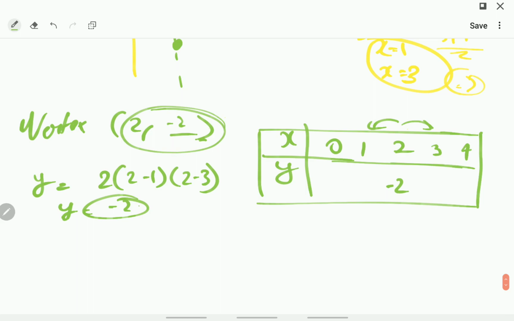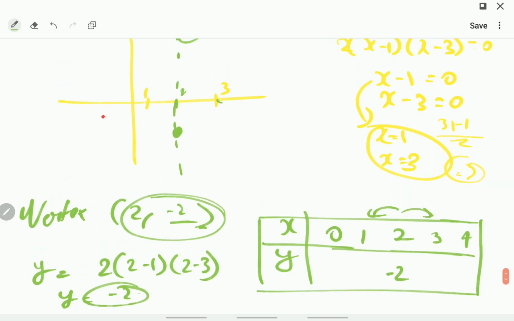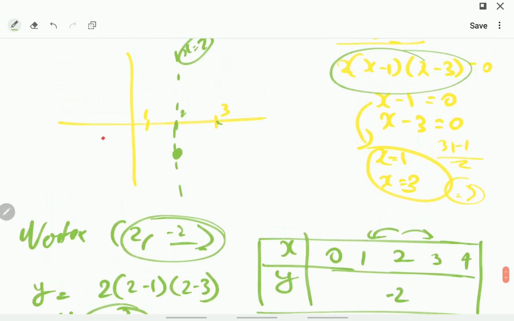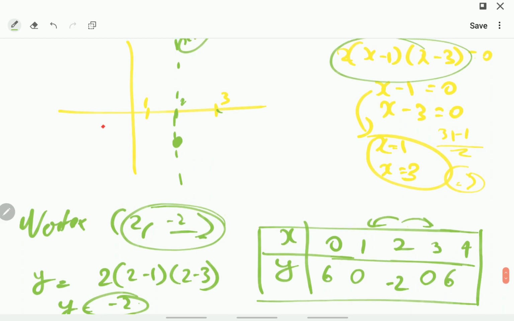So let me have my calculator here. Okay. So when you put in 1 into this equation, what do we get? So 2 times 1 minus 1, and then 1 minus 3. Well, we get 0 here, 0 there. And if you put 0 down for both of them, we have to get 6 and 6. Okay. So when x is 0, it's going to be 6.